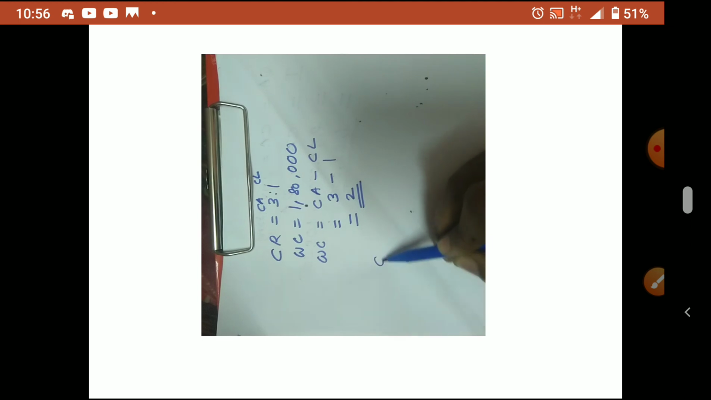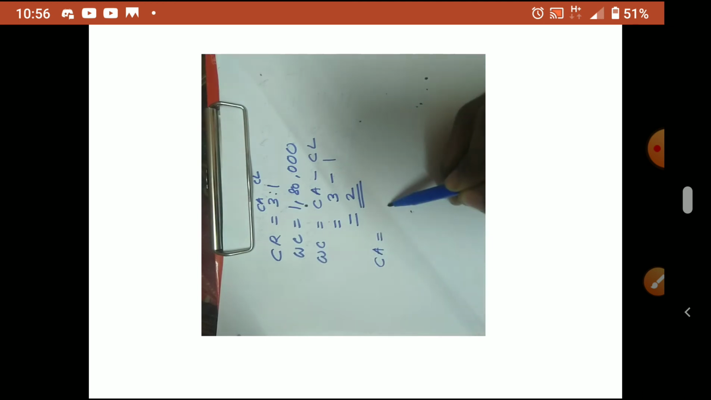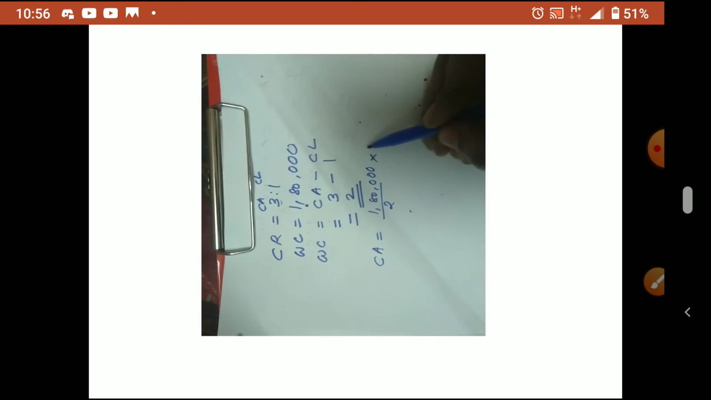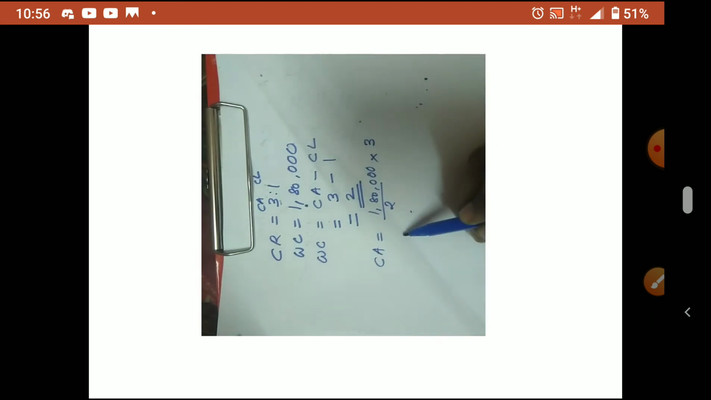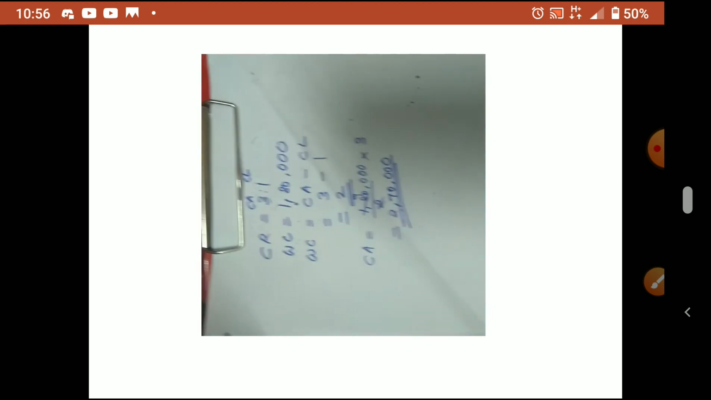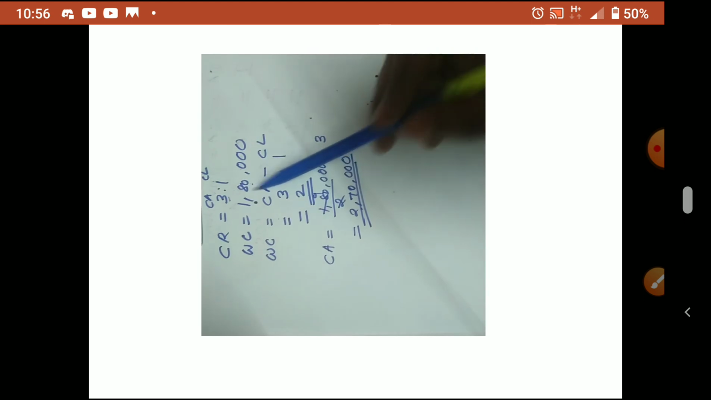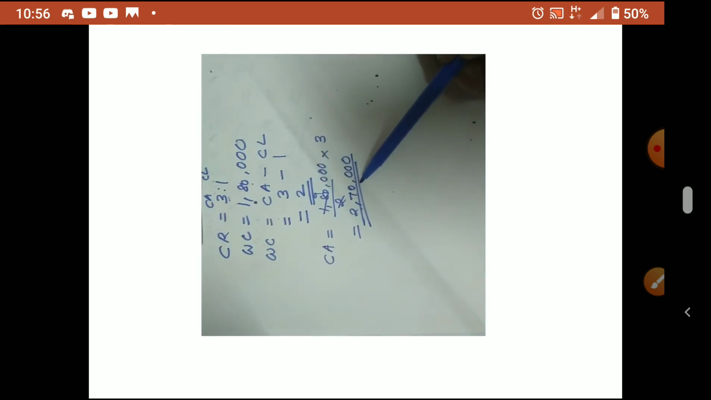So current asset, how to calculate? If 2 represents 1,80,000, we want current asset. So current asset represents what? 3. So into 3, what you want, that you have to multiply. So 9 2s are 18. So 9 3s are 27, that is 2,70,000. Okay, so current asset we got. Understood? So from the known figure we are now going to the unknown figure, current assets.